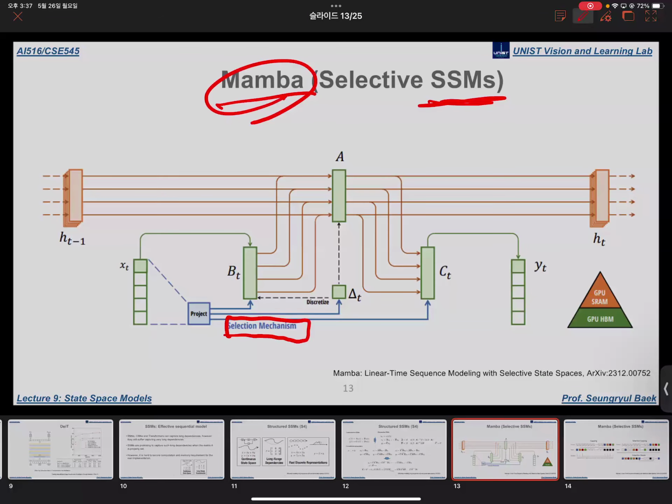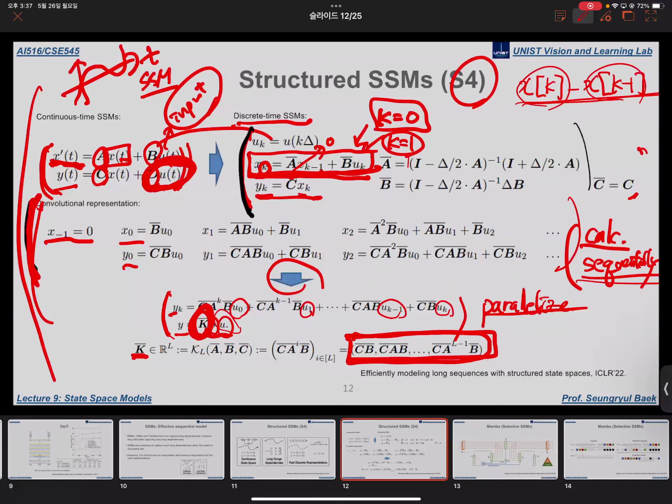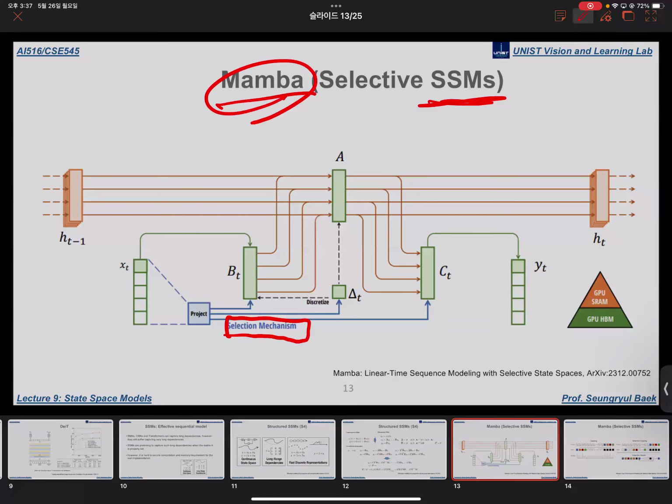So this is actually denoting the discrete time SSMs. In this figure there are the A matrix, B matrix, and C matrix, and this is the hidden state. Previously, we denoted the hidden state as x, but this paper is denoting it as h. And instead of u, which is the input, they are using x.